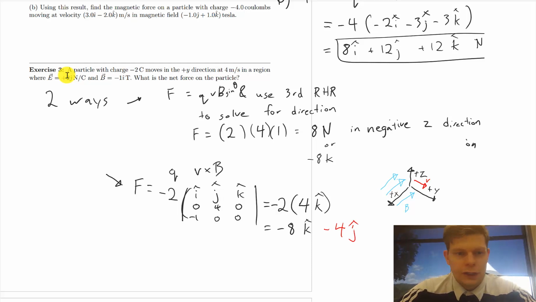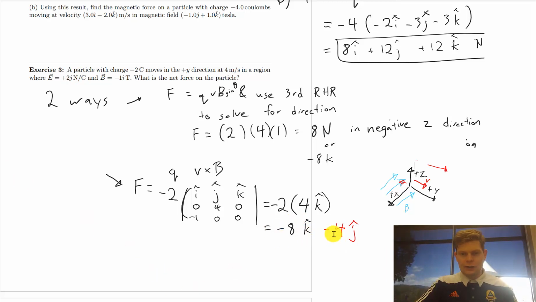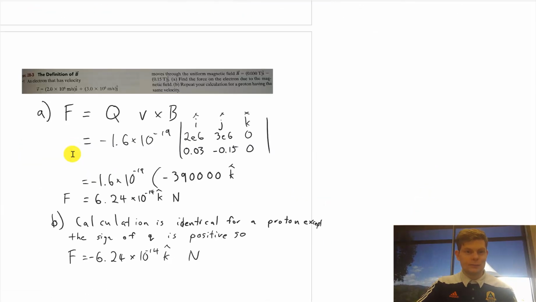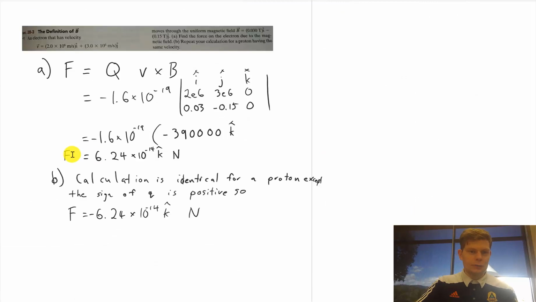So here's your electric contribution. It'll push it in the negative y-axis. The electric force would try and push it this way because you've got an electric field going this way, and it's a negative particle, so it'll be pushed the other way. So we got a -8 component due to the magnetic force and a -4 component in the y direction for the electric force. All right, hopefully that helped.